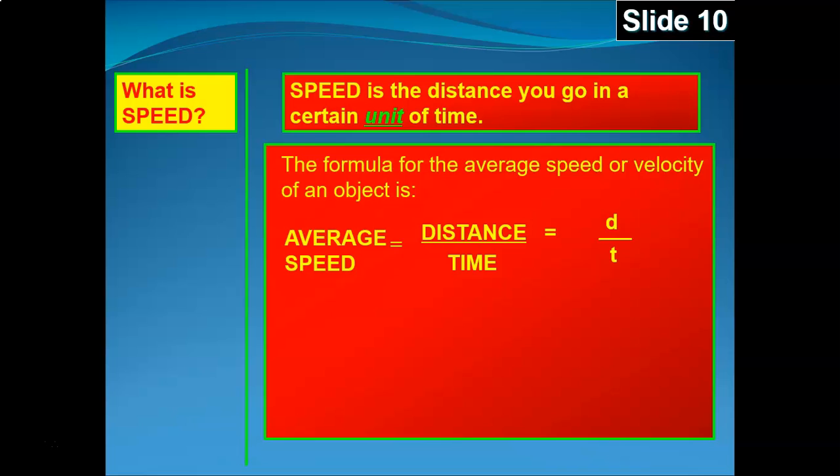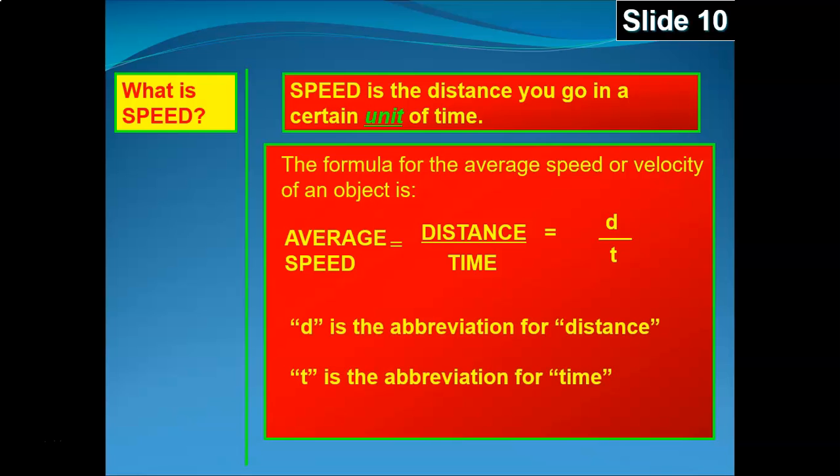Now in this lesson we're going to make a distinction between speed and velocity for most of the lesson here. So this is actually the formula for average speed. D is the abbreviation for distance, T is the abbreviation for time.